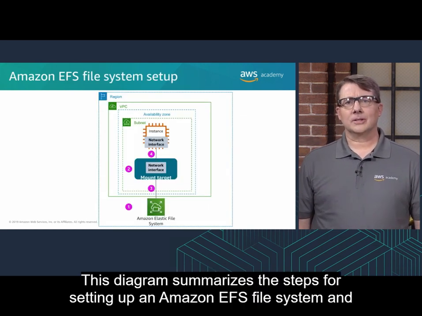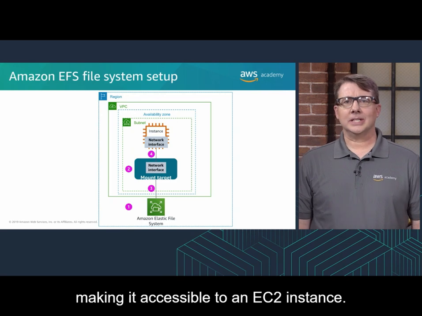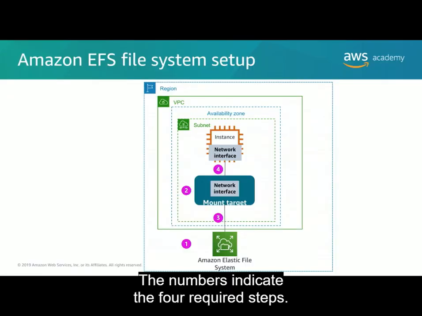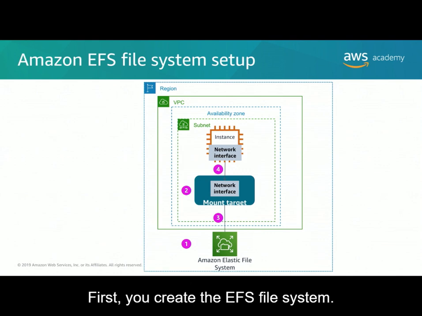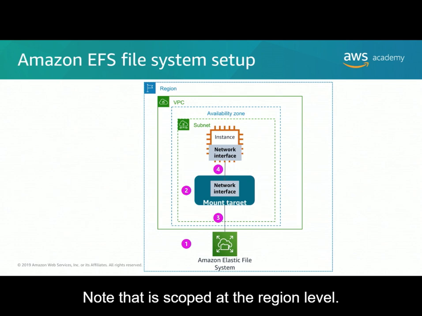This diagram summarizes the steps for setting up an Amazon EFS file system and making it accessible to an EC2 instance. The numbers indicate the 4 required steps. First, you create the EFS file system. Note that it is scoped at the region level.